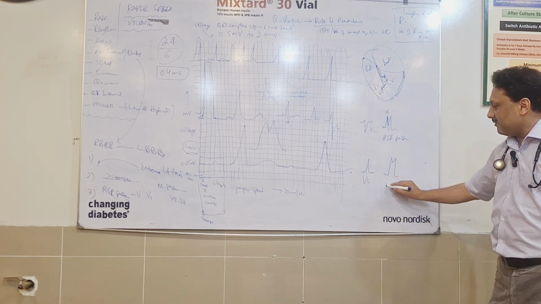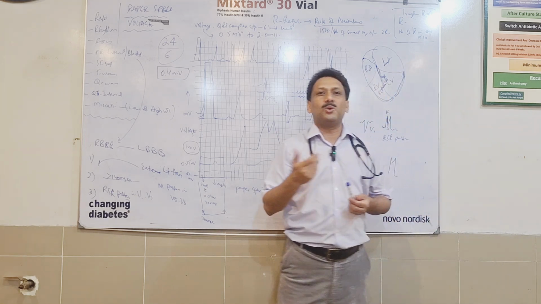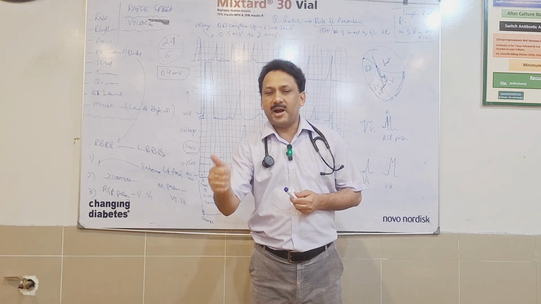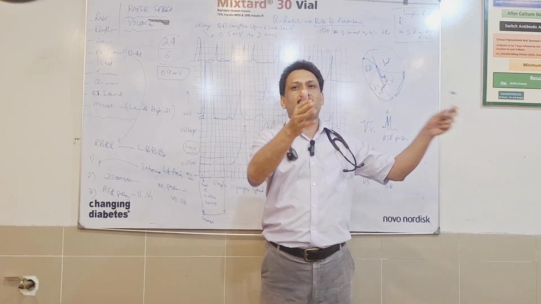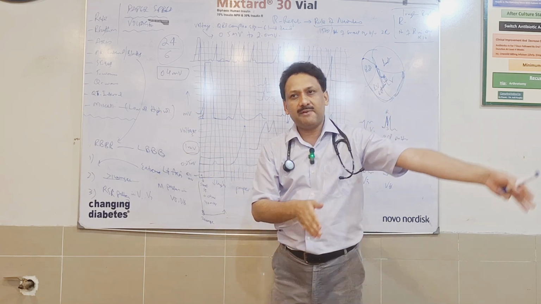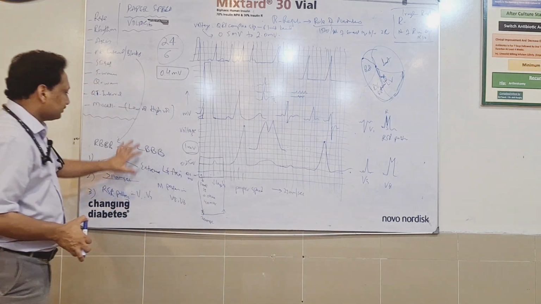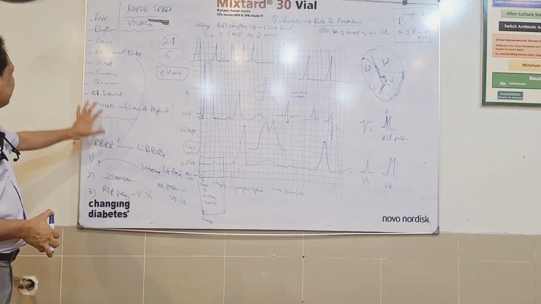So M pattern in V5, V6, RSR pattern in V1, V2 is known as right bundle branch block or left bundle branch block. RSR pattern V1, V2, right bundle branch block. M pattern V5, V6, left bundle branch block. So remember these blocks, right? So that is all about these blocks.